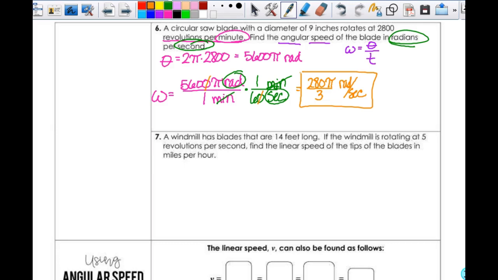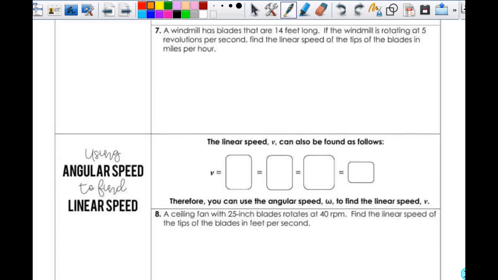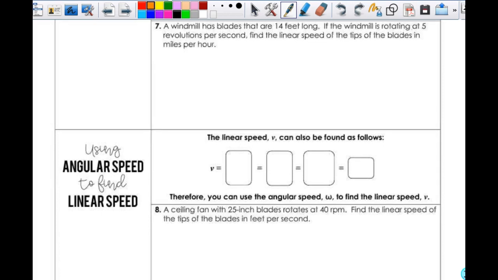All right, so a windmill has blades that are 14 feet long. The windmill is rotating at 5 revolutions per second. Find the linear speed of the tips of the blades in miles per hour. So linear speed means I'm going to need arc length. So find my arc length. That's equal to r. What's the radius here? 14. Okay, 14 times theta. So that means I multiply it by 2 pi times the revolutions, which is 5. So 2 times 5 is 10, times 14 gives me 140 pi, and that was 14 feet, so it's 140 pi feet.